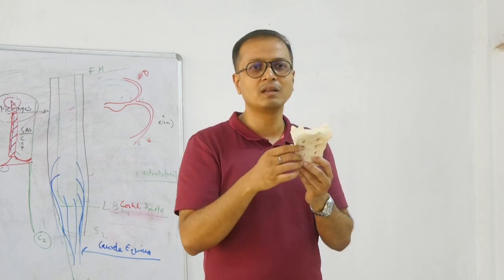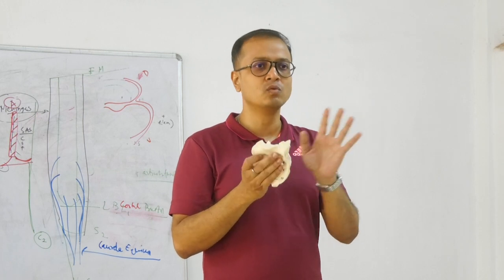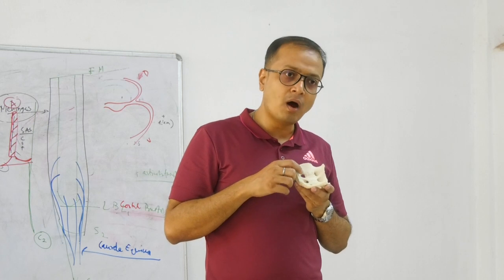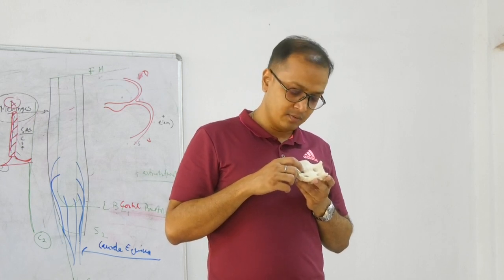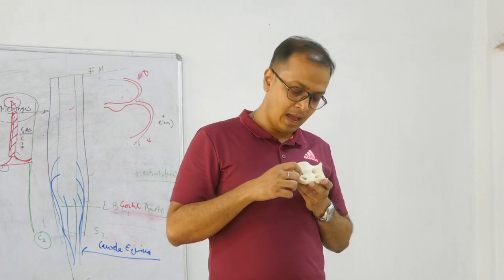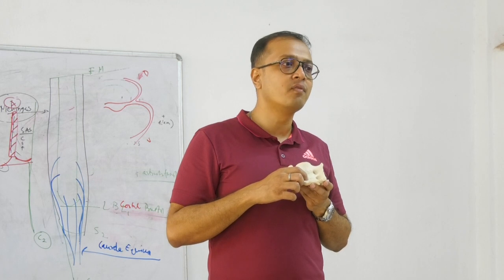Now coming to the muscle attachments. Front side there are two muscles attached. Back side there are two muscles attached. That's what you have to remember. So from the parts which are present on the ventral side, we have a muscle attached here. We call this muscle the piriformis.